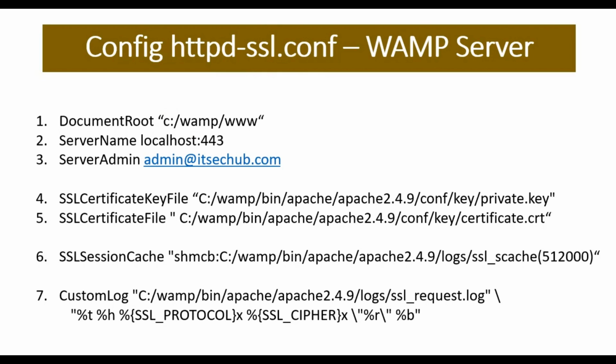So for the server admin, you can give any email. I have given admin@itsechhub.com, and then the path for your private key and the path for your certificate. Then the path for your log file for SSL cache and the path for your log file for SSL request. So these are the modifications that you have to do in your httpd-ssl.conf file. So we'll open this file and do the necessary modifications.